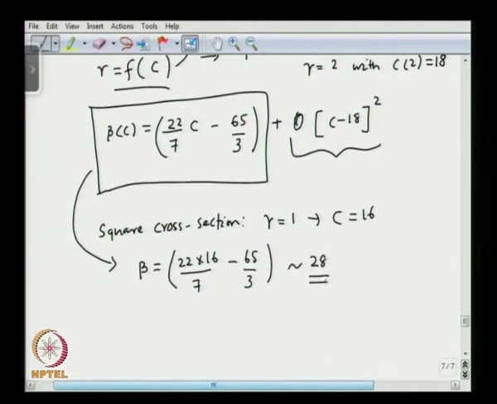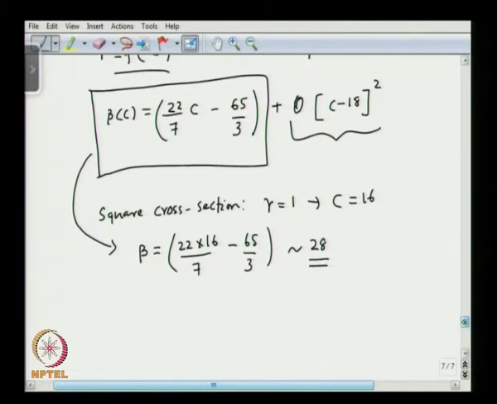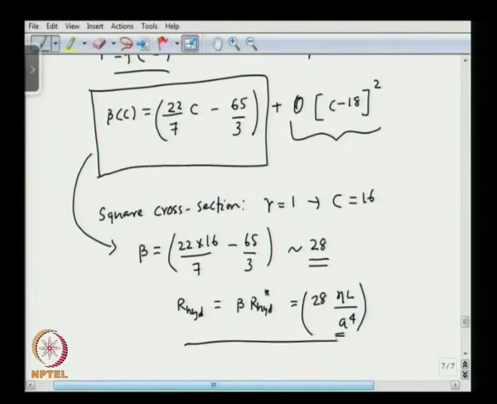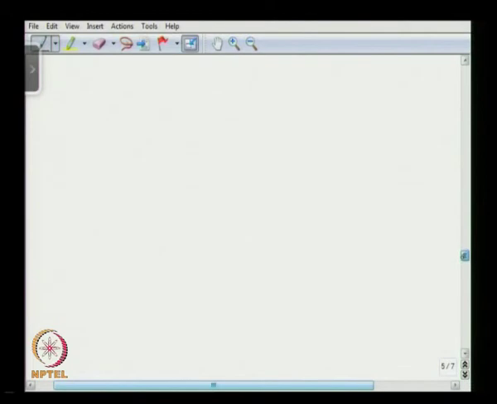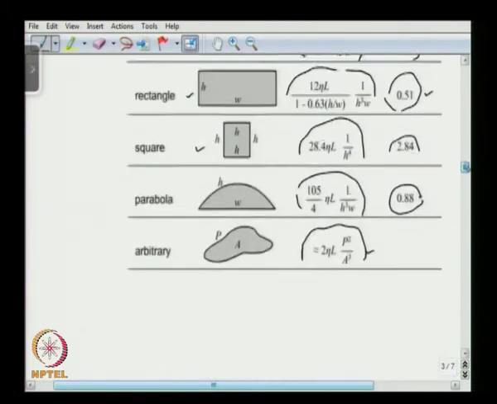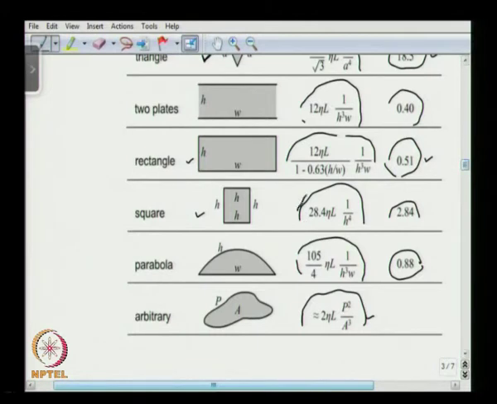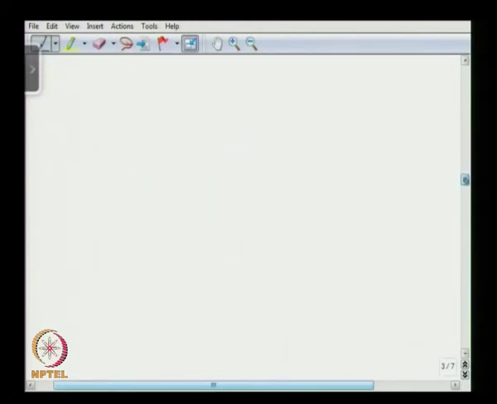And this is what we had seen for a square cross section, right. So, for a square cross section R hydraulic will be equal to beta into R hydraulic star. So, this will be equal to 28 into eta L over A square. For a square cross section it will be A4, where A is each side. This is the expression for square cross section, and this is what we saw here, right. For a square cross section, the hydraulic resistance is about 28.4 eta L over H4, right.